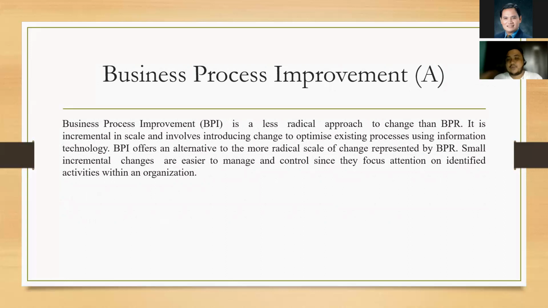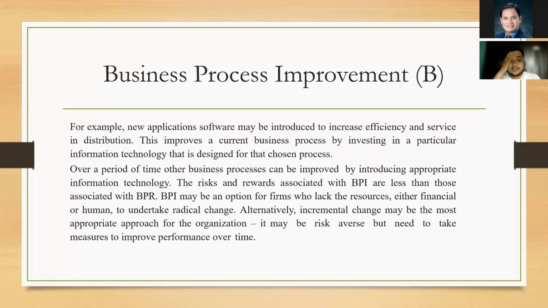So next, we have a smaller tier of change, which is business process improvement. BPI is a less radical approach to change than BPR. It is incremental in scale and involves introducing change to optimize existing processes using information technology. So BPI offers an alternative to the more radical scale of change represented by BPR. Small incremental changes are easier to manage and control since they focus attention on identified activities within the organization. For example, new application software may be introduced to increase efficiency and service in distribution. This improves a current business process by investing in a particular information technology that is designed for that chosen process. Over a period of time, other business processes can be improved by introducing appropriate information technology.